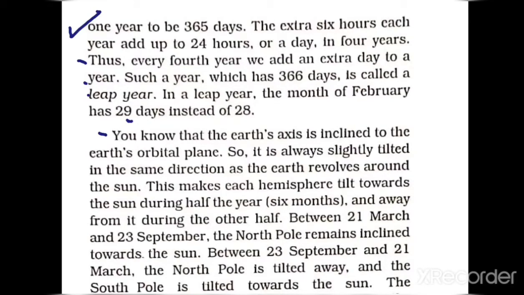You know that the Earth's axis is inclined to the Earth's orbital plane. So it is always slightly tilted in the same direction. We know it is inclined, it is bent, you know, we can't say bent, पर थोड़ा सा झुका हुआ है एक तरफ से और जिसके वजह से वो थोड़ा सा tilted है. And this makes each hemisphere tilt towards the sun during the half year and away from the sun during the other half, जिसके वजह से जो नॉर्थ और साउथ दो हेमिस्फीयर है, नॉर्दर्न हेमिस्फीयर एंड सदर्न हेमिस्फीयर, so both will receive sun during half of the year and less sun during the other half.